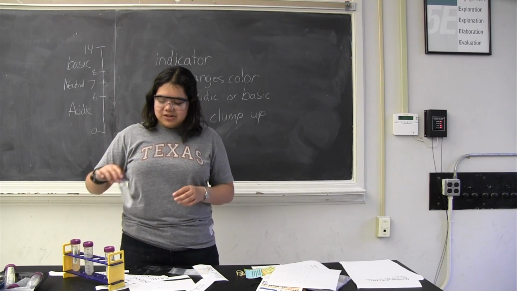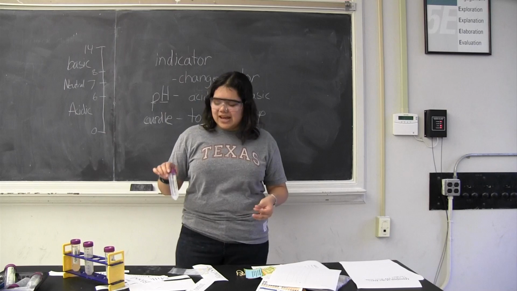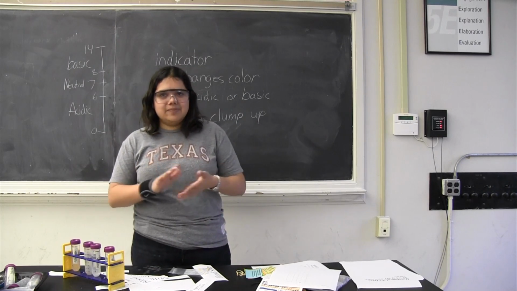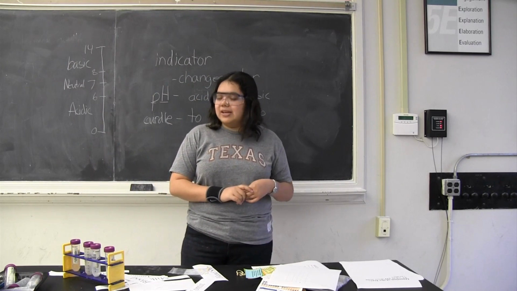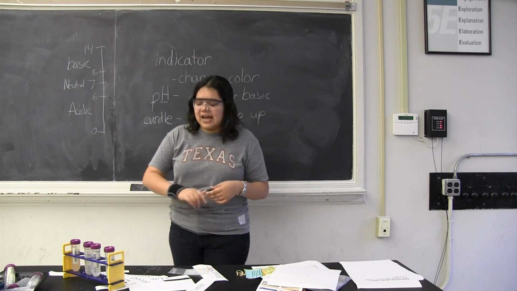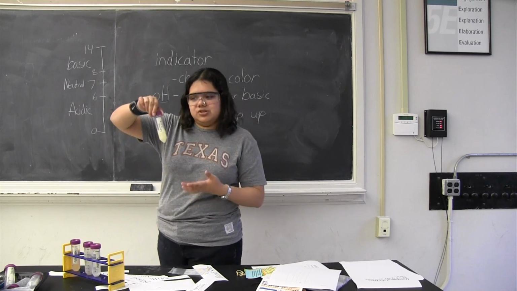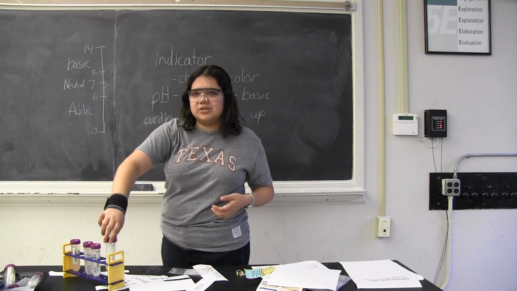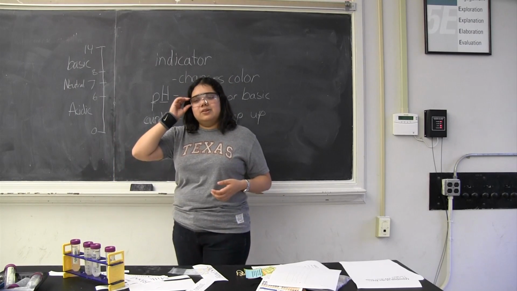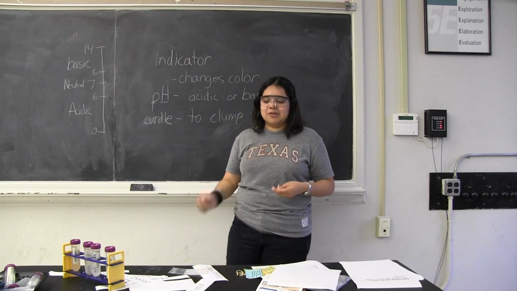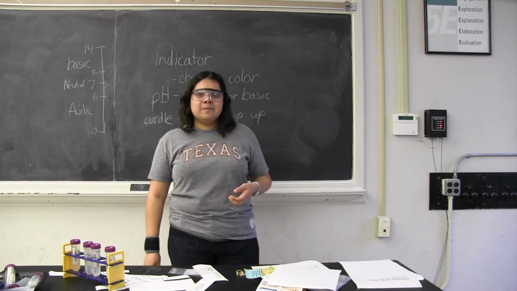What about baking soda? 10. Yeah, everyone got 10s. All right, we'll go ahead and write baking soda as 10. And last but not least, lemon juice. What did you find as the pH of lemon juice? Like 1 or 2. 1 or 2, right? It's very acidic, so we're going to write that down for lemon juice.